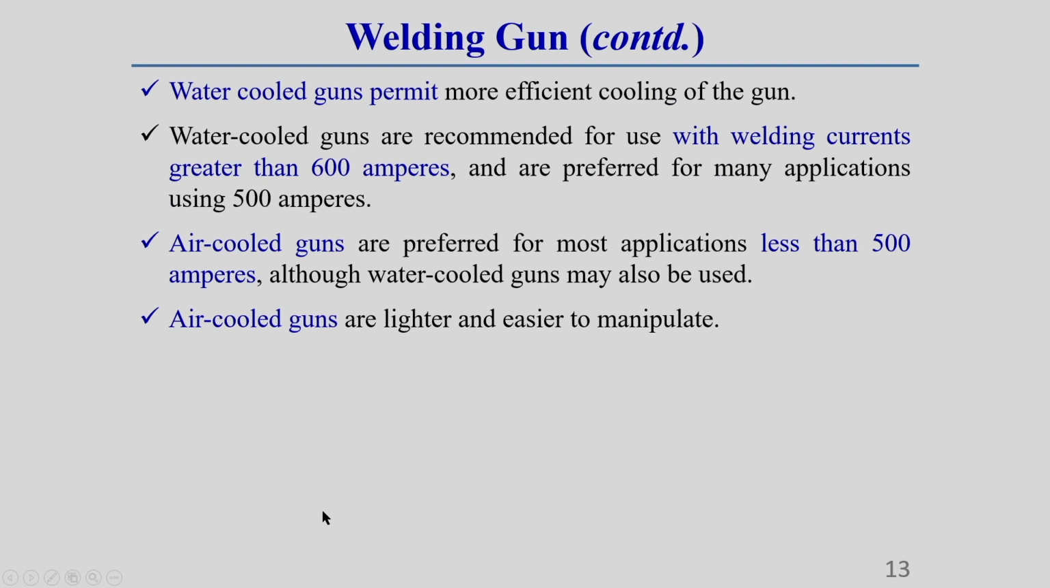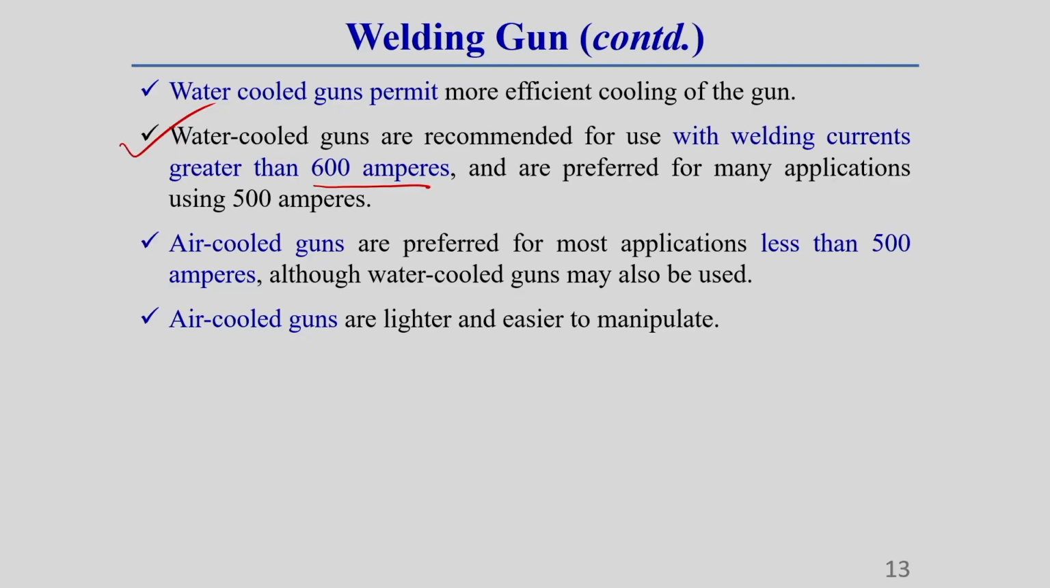Here one thing you should keep in mind: water cooled nozzles or water cooled guns are recommended when the current range is greater than 600 ampere. The higher the current, the higher the heat, and the higher the chances of heating of the nozzle or contact tube. That is why, to keep it cool, because the contact tube as well as the nozzle should not melt, this water cooling system is used.